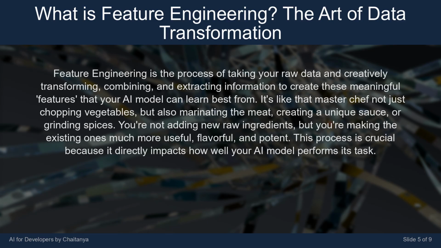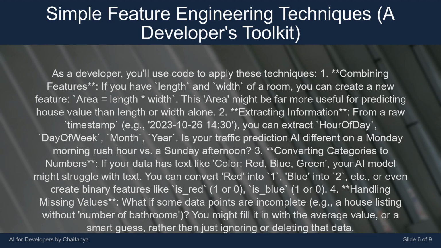It's like that master chef not just chopping vegetables, but also marinating the meat, creating a unique sauce, or grinding spices. You're not adding new raw ingredients, but you're making the existing ones much more useful, flavorful, and potent. This process is crucial because it directly impacts how well your AI model performs its task. As a developer, you'll use code to apply these techniques.